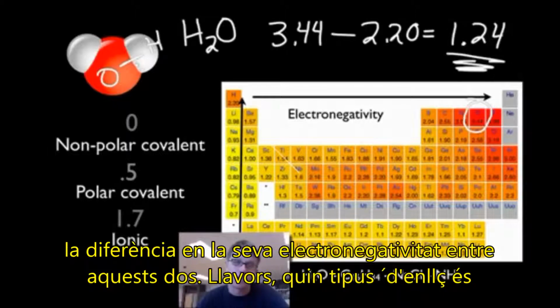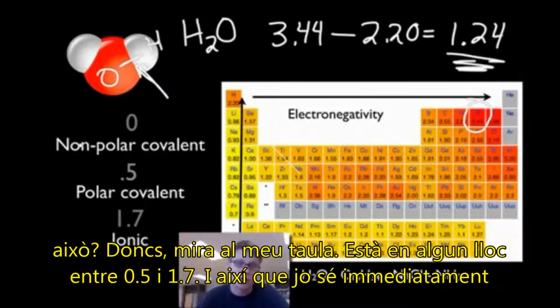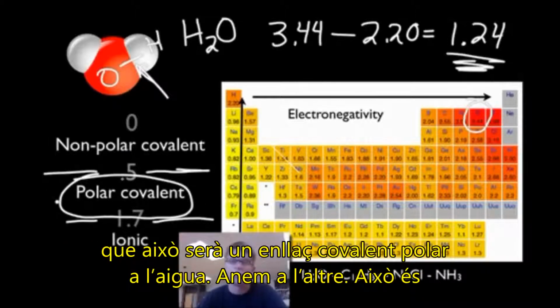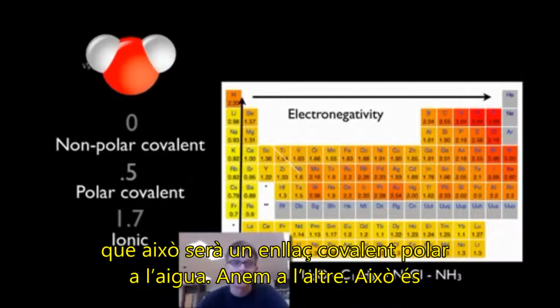So what kind of a bond is that? Well, look at my chart. It's somewhere between 0.5 and 1.7, and so I know immediately that that's going to be a polar covalent bond in water. Let's go to another one.